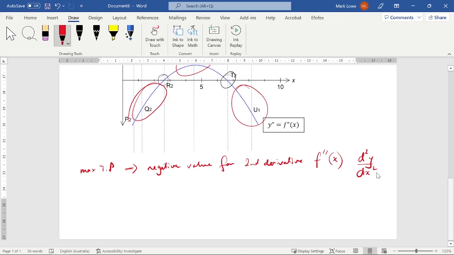A minimum turning point corresponds to a positive value for f double dash x. Okay, our second derivative.